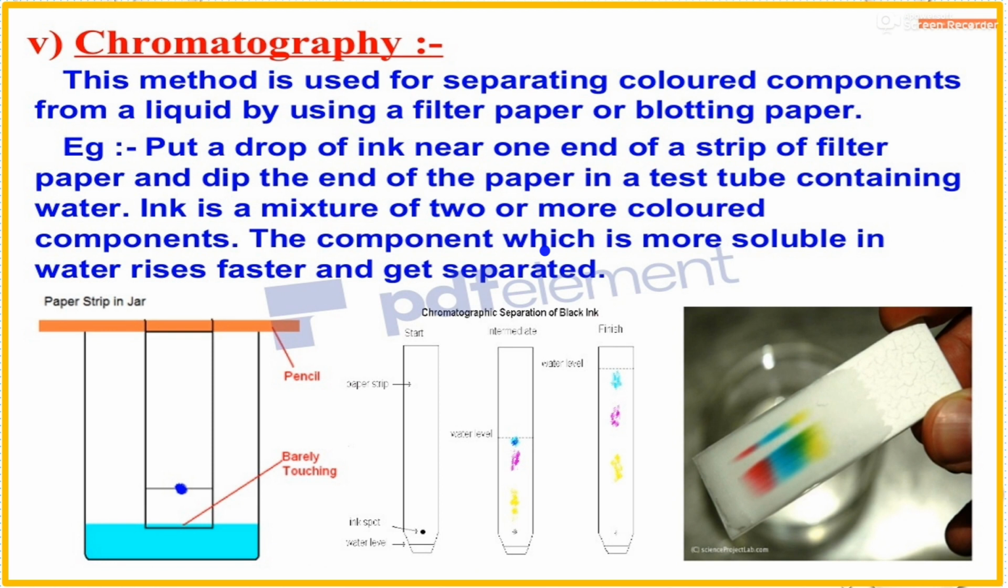Then chromatography. This method is used for separating colored components from a liquid by using a filter paper or blotting paper. For example, put a drop of ink near one end of a strip of filter paper and dip the end of the paper in a test tube containing water. Ink is a mixture of two or more colored components. The component which is more soluble in water rises faster and gets separated. In this way, we can separate. This is called chromatography.